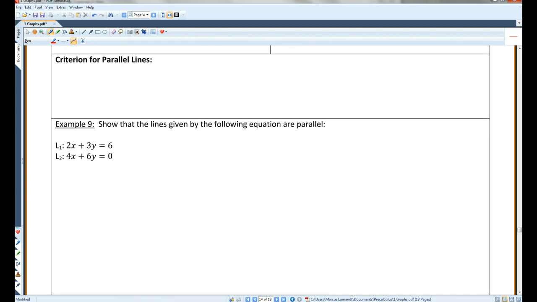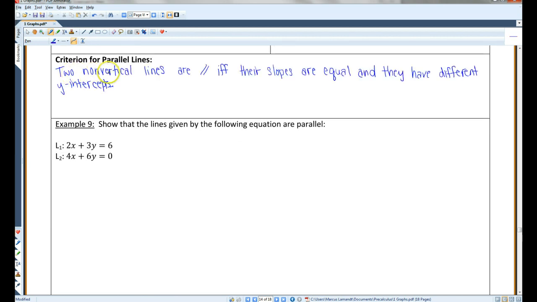Criterion for parallel lines. Two non-vertical lines are parallel if and only if their slopes are equal and they have different y-intercepts. Alright, I know it's been a little while since you took geometry, so just a reminder, this symbol means parallel. And this, the IFF, that's not a misspelling. This means if and only if. It's just my abbreviation, okay?